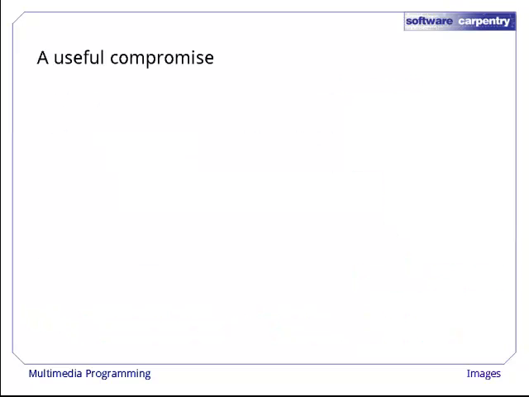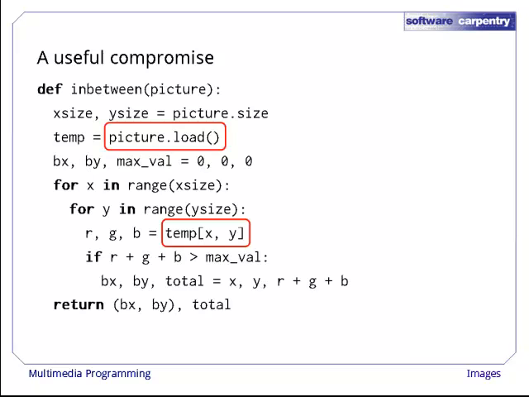While speeding things up by a factor of 9 is worthwhile, having to calculate pixels' XY coordinates manually is a pain. A useful compromise between the two is to call picture.load, which unpacks the picture's pixels in memory so that you can index it as if it was an array. This version of our pixel finder runs in 0.13 seconds, half the speed of the vector version, but still almost 5 times faster than the original.